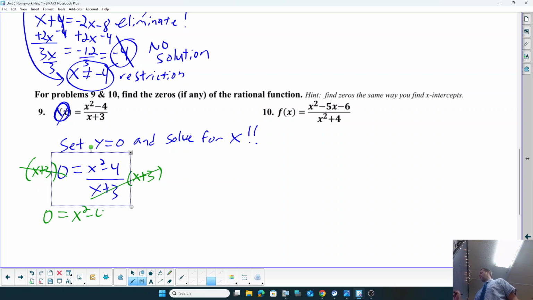Now we have x squared minus 4, which we can factor into x plus 2 and x minus 2, plus and minus. Set each of those equal to 0. So we have 2 x-intercepts at negative 2 and positive 2, because you subtract 2 from the other side and you add 2 to the other side. Wayo!